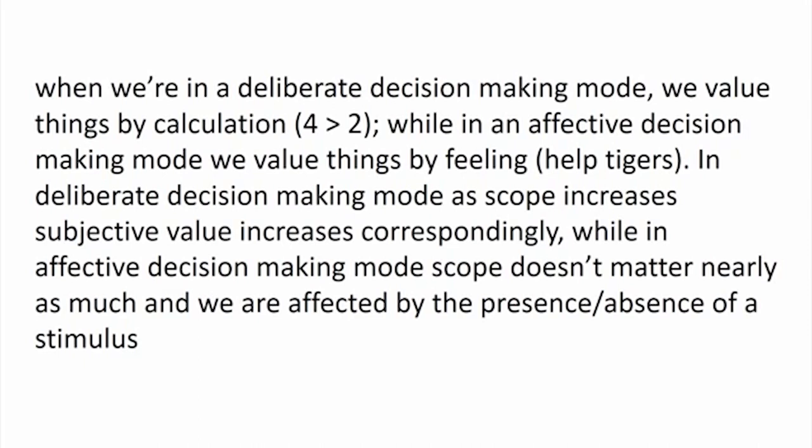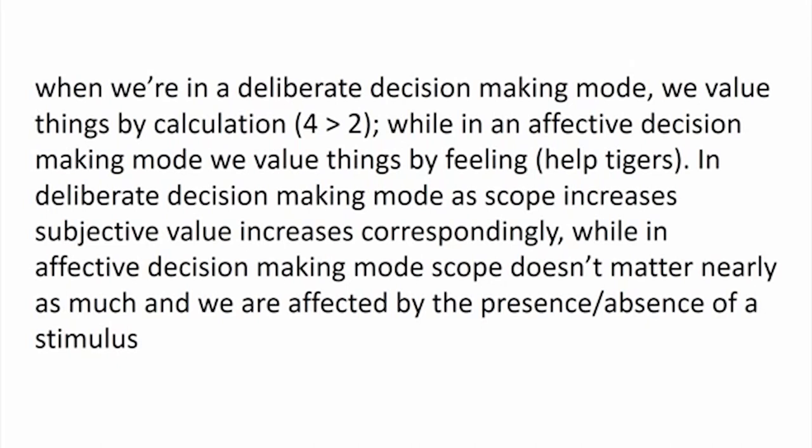So when we are in a deliberative decision making mode, we value things by calculating that 4 is greater than 2, and so saving 4 is much better than saving 2. While when we are in an affective decision making mode, we value things by feeling: helping tigers. Saving 1 tiger is helping tigers, and saving 4 tigers is helping tigers. So whether I save 1 or 4 is basically the same feeling. It is not that when you save 4 tigers, the feeling will be greater.